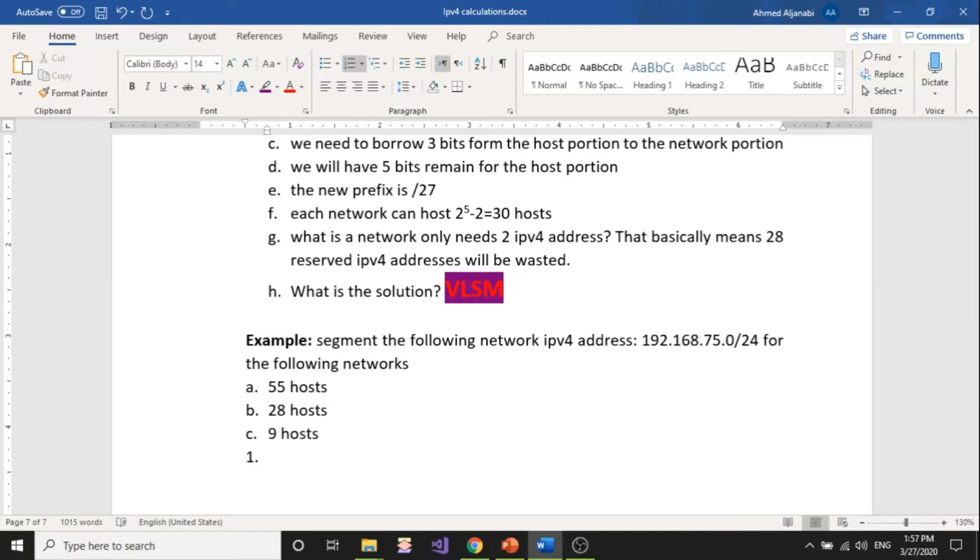So here we go. I want you to pay attention here. Basically, I'm going to divide this network based on the number of hosts. But each network itself has a different number of hosts. So how do we do that? Well, basically we just repeat what we learned previously with the previous example, and we apply that to this network, which is the 55 hosts.